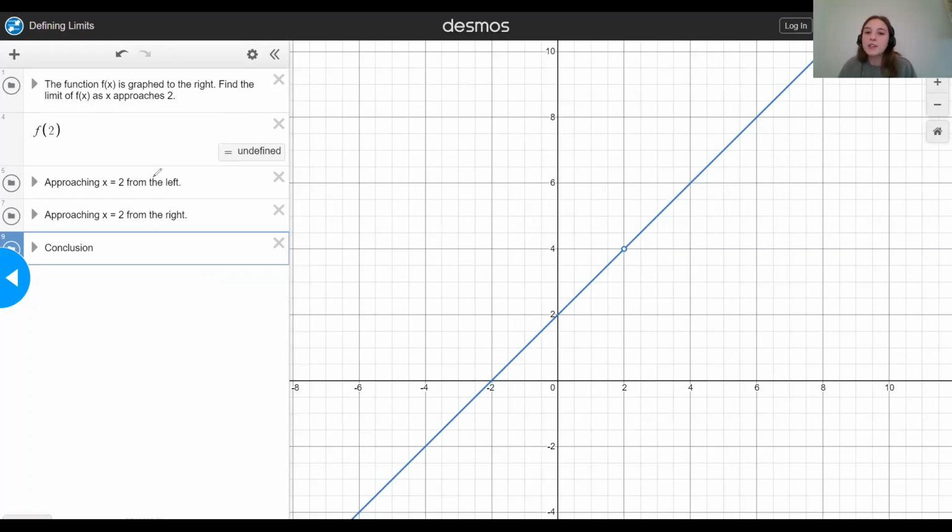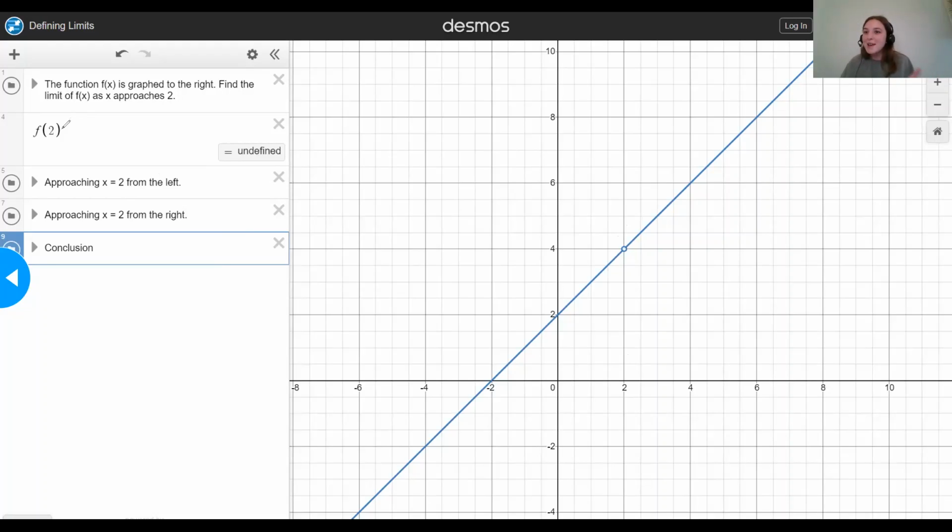When we're looking at our function f of x at x equals 2, the first thing I notice is that we have an open circle here. This is known as a hole or a removable discontinuity. Because of this removable discontinuity, the actual value of the function at 2 is undefined.